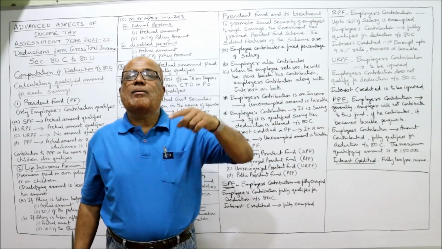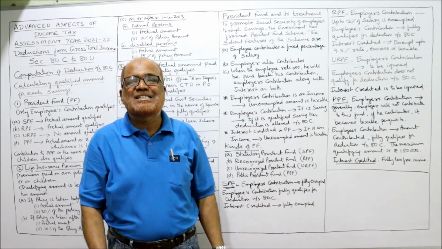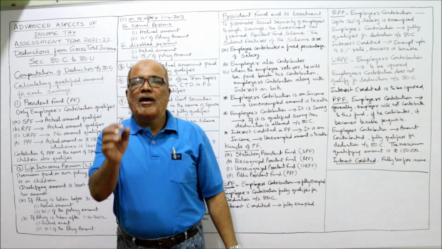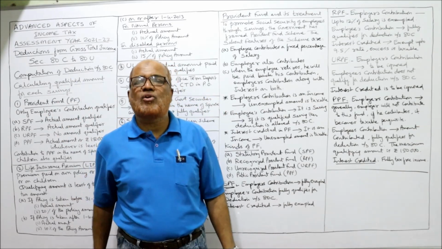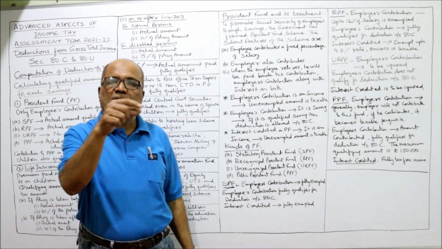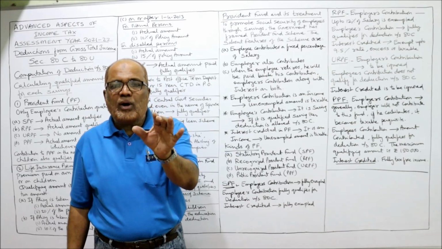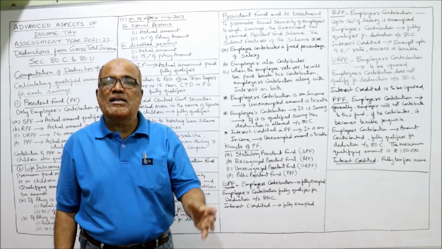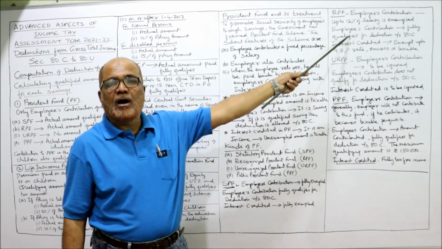If the employer contributes more than 12% of salary, the excess amount is taxable in the hands of the employee. Then employee's contribution. Employee's contribution to RPF fully qualifies for deduction under section 80C. Interest credited in RPF, if the rate of interest is up to 9.5%, it is exempted. Over 9.5% interest credited, the excess will be taxable. This is in case of RPF.